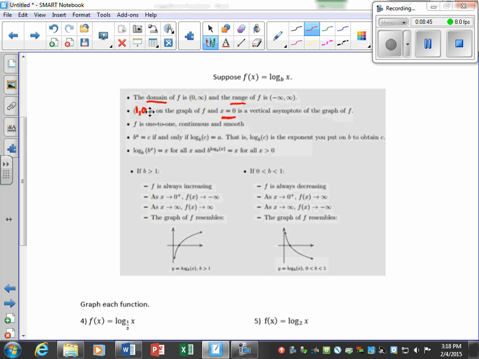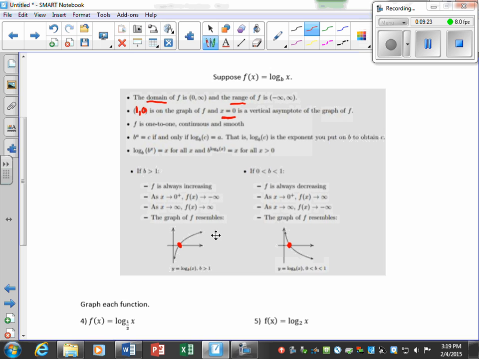This point's important to you. It's the point (1, 0), which in this case is here, and in this case is here. So we can see on either graph (1, 0) is going to be included. It's one-to-one and continuous. If b is greater than 1, that means if this little number right here is bigger than 1, your graph is going to have this shape. It's a parent graph. But if this number right here is anything between 0 and 1, like 1/2, 1/4, some fraction between 0 and 1, you have a different graph, and it looks like this.